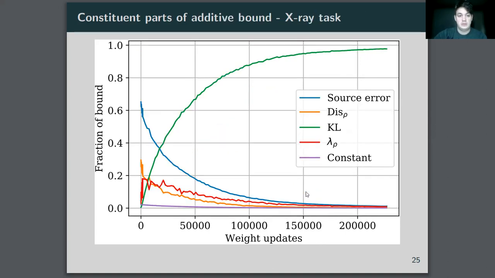We see sort of a very similar image for the additive bound. This is for the X-ray task that we preliminarily evaluated. We see here then also that the source error initially is quite a large part of the bound, along with the domain shift terms here. Also to note that the unobservable lambda q is still a large part here in red. But as time goes on, the posterior moves away from the prior and the KL term starts to dominate, which is the case without using data-dependent priors. Then the KL dominates fully all the time.